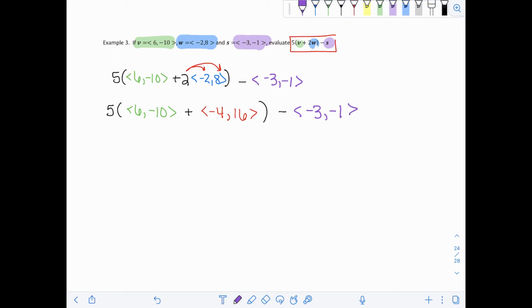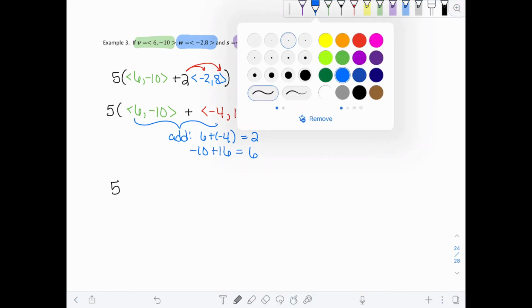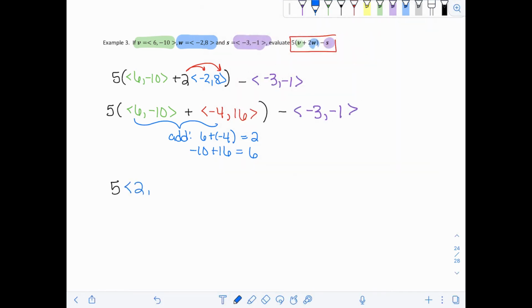The next thing I want to go ahead and do is to add these two vectors together, which is really adding the a components together first and then adding the b components together. So that's going to be 6 plus negative 4, which is going to give us 2, and then negative 10 plus 16, which is going to be 6. So that becomes 5 times the vector 2, 6, minus s, which we haven't done anything with vector s yet.